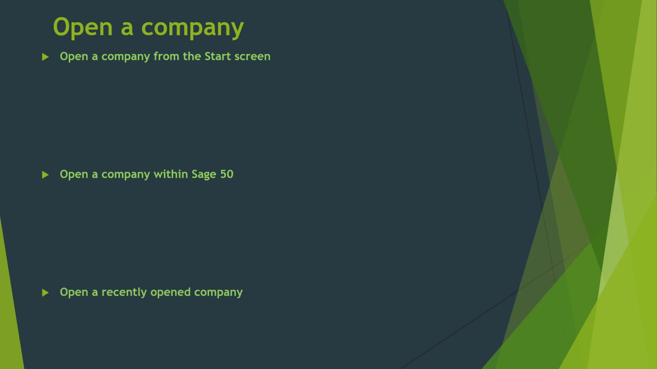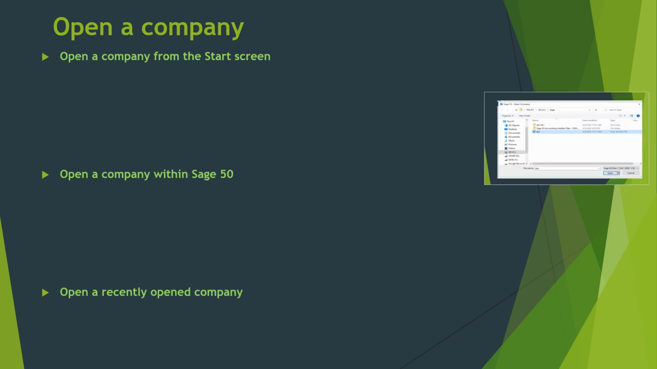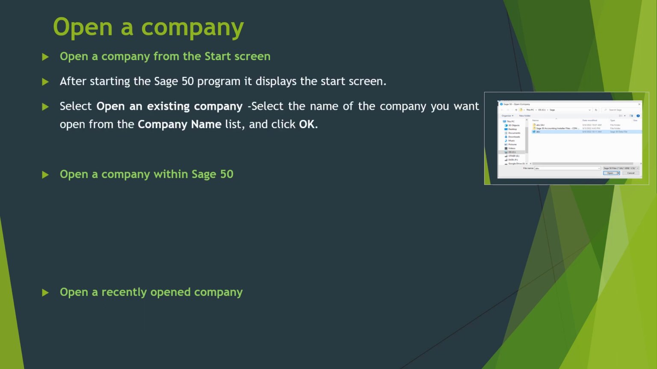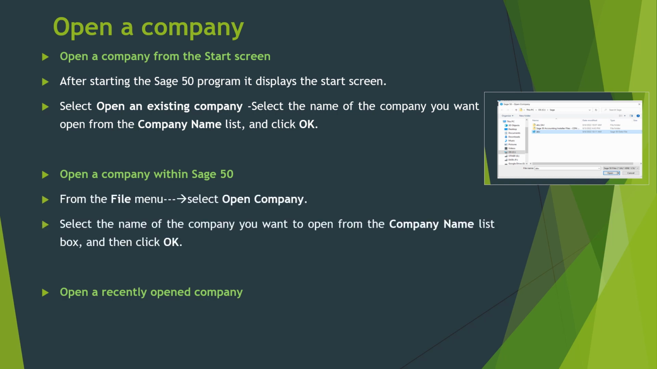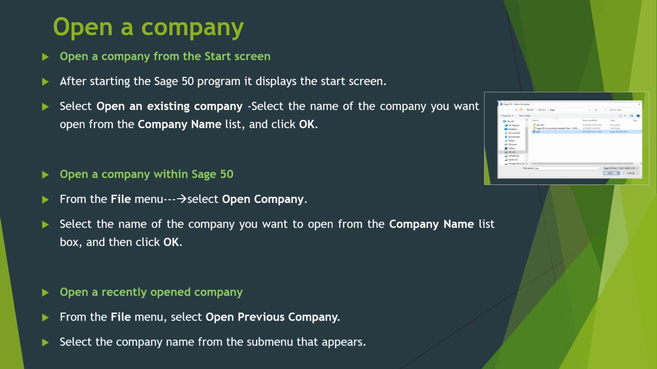When you open a company within Sage 50, you can go to the File menu. Then you can select the Open Company option. Then you have to choose the name again and then you have to click OK. If you have a company already opened, then from the File menu, you can select Previous Company. Then you can choose the company name from the submenu that appears, then you can select it and you can click OK.